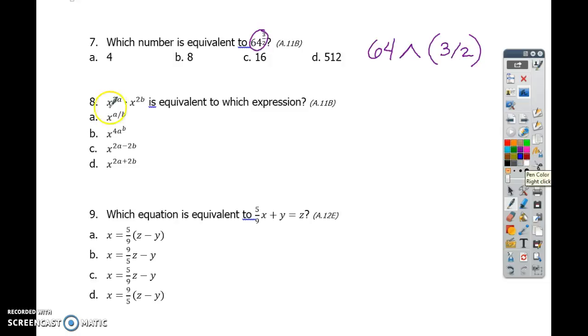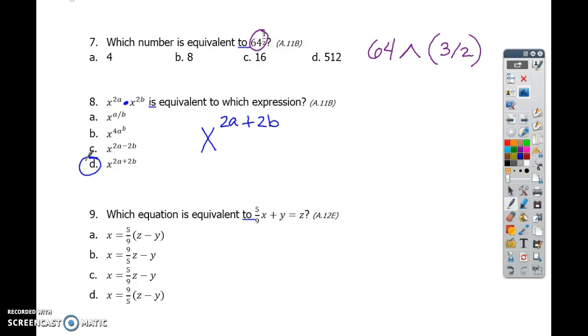Problem number 8, x to the 2a times x to the 2b is equivalent to which of the expressions? So when you're multiplying, what are you actually doing with the exponents? You're adding the exponents. So your answer should be something like x to the 2a plus 2b. And you cannot add those two because they're not the same. So you would just say that the answer is D. They just want to make sure that you know what's happening when you're multiplying those two.